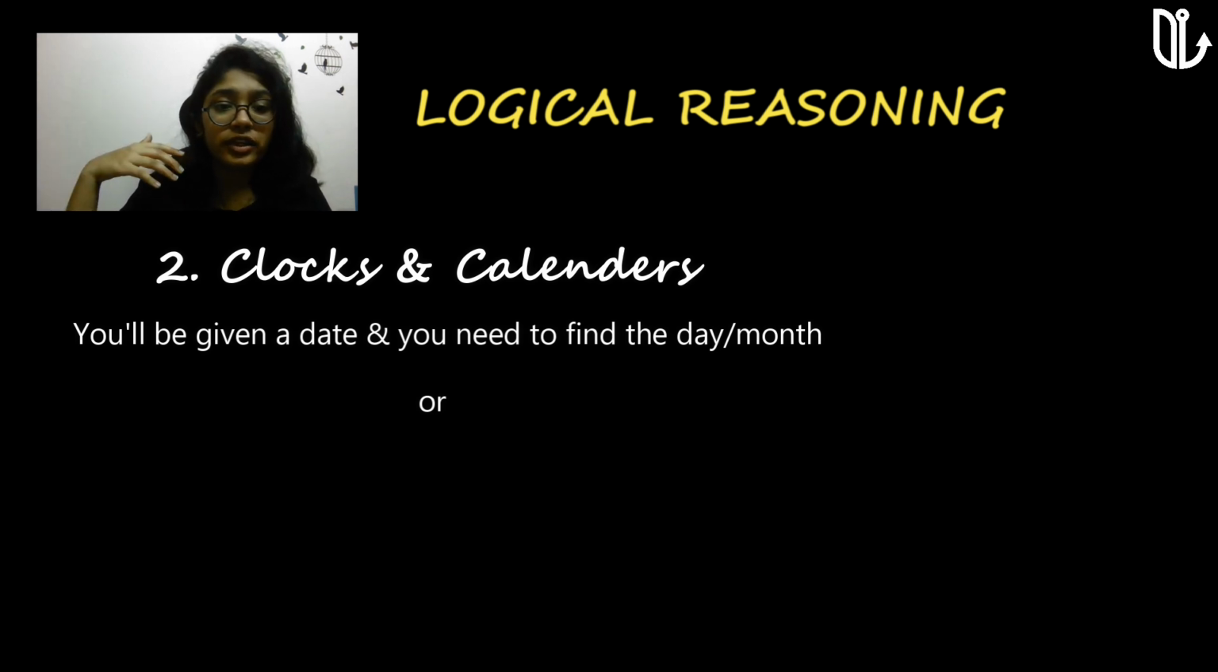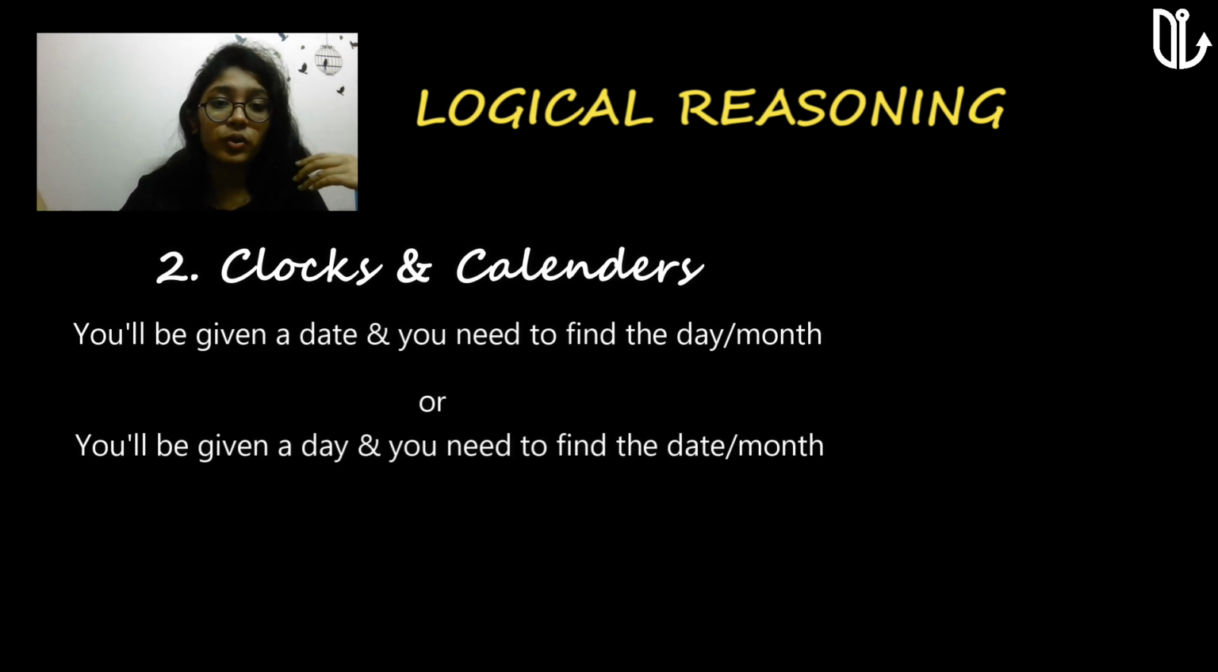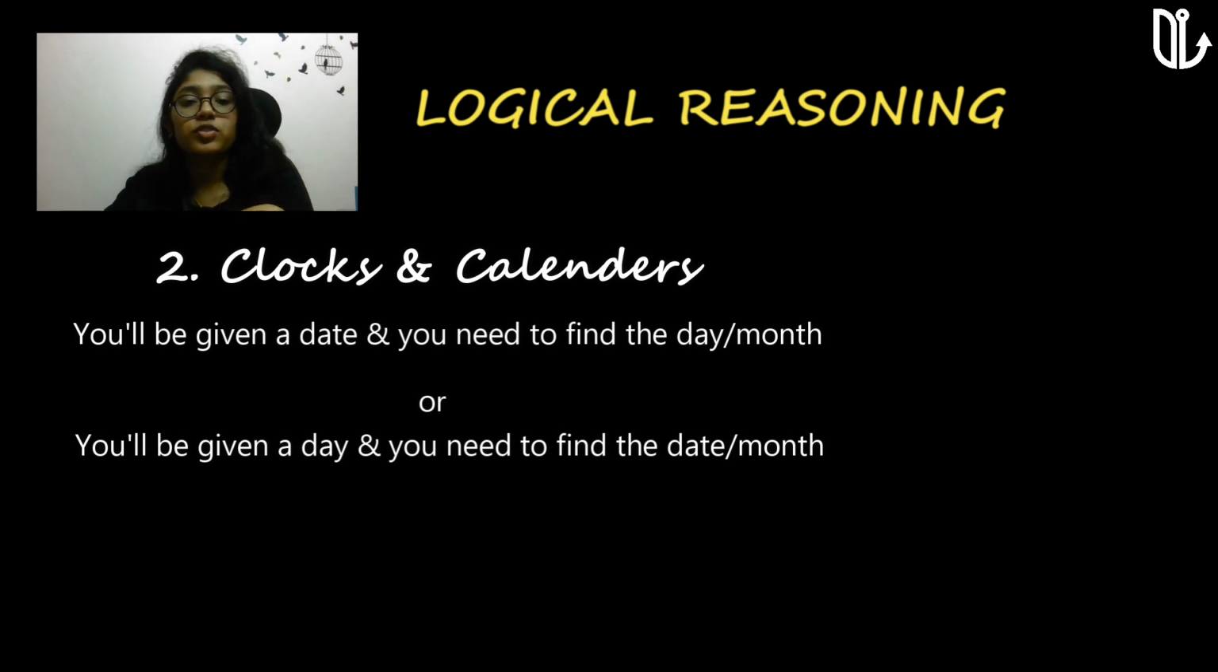For example, 1922, September 24th was a Thursday. What do you think 1924, September 28th is, which day? Or sometimes they might give you the day and you'll have to find out the date. As I told before, when we compare to seatings and arrangements, these questions are basically easy, but you need some practice for it. It's not like you can solve it without practice, but yes, it is easy.